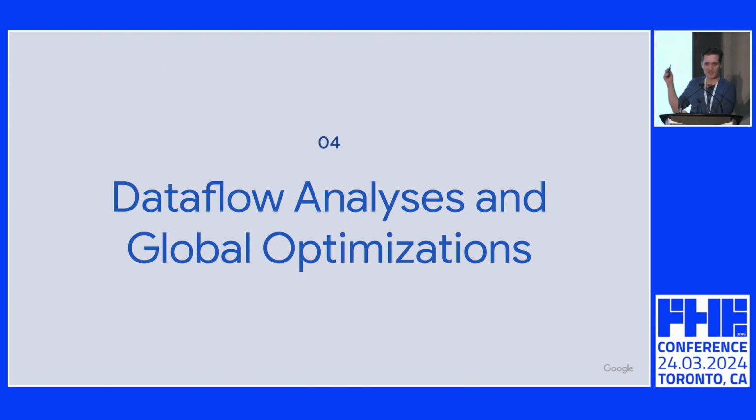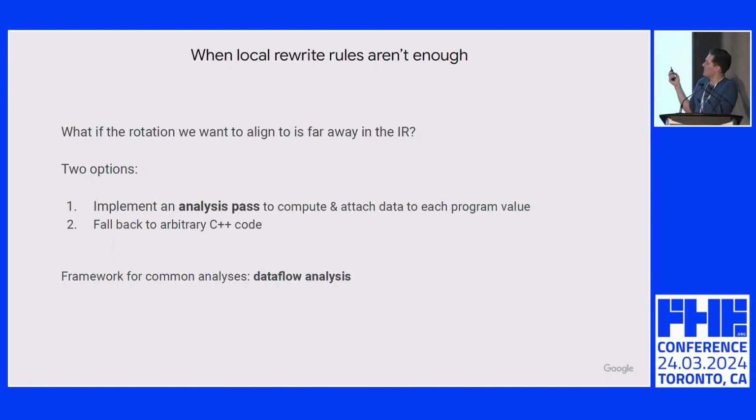Local rewrite, these rewrite patterns I was talking about, are very localized constructions. The more sophisticated things you'd like to do are global program analyses. So I'm going to give you 2 examples. And still staying in the context of these HEIR slot alignment things, what if the slot we would like to align our rotation to is far away in the IR? It's not something that is locally right next to the op.